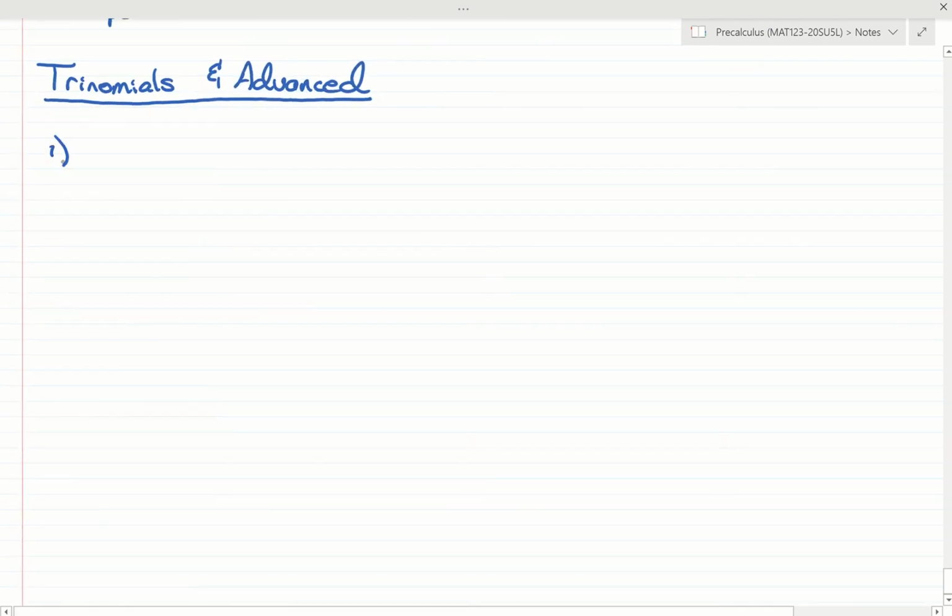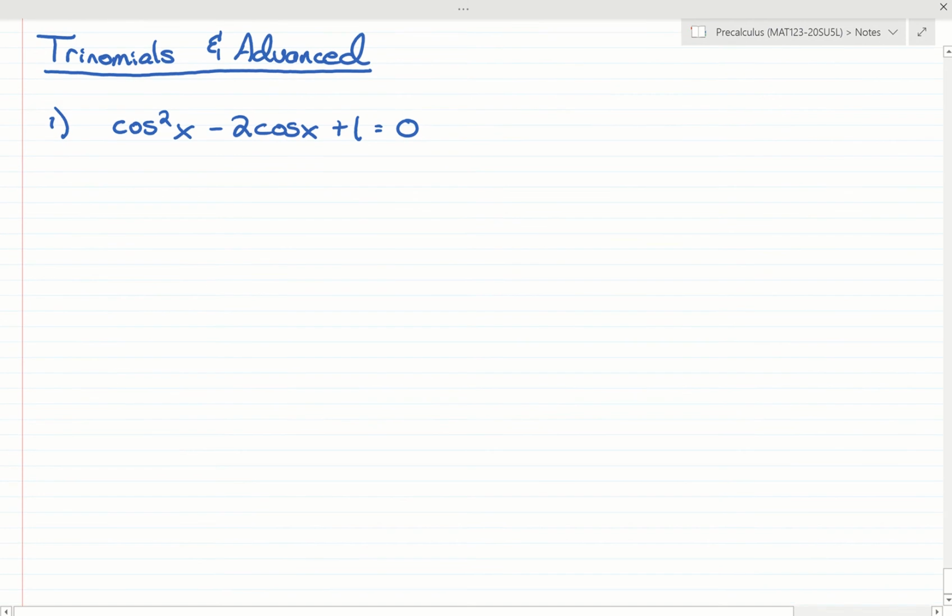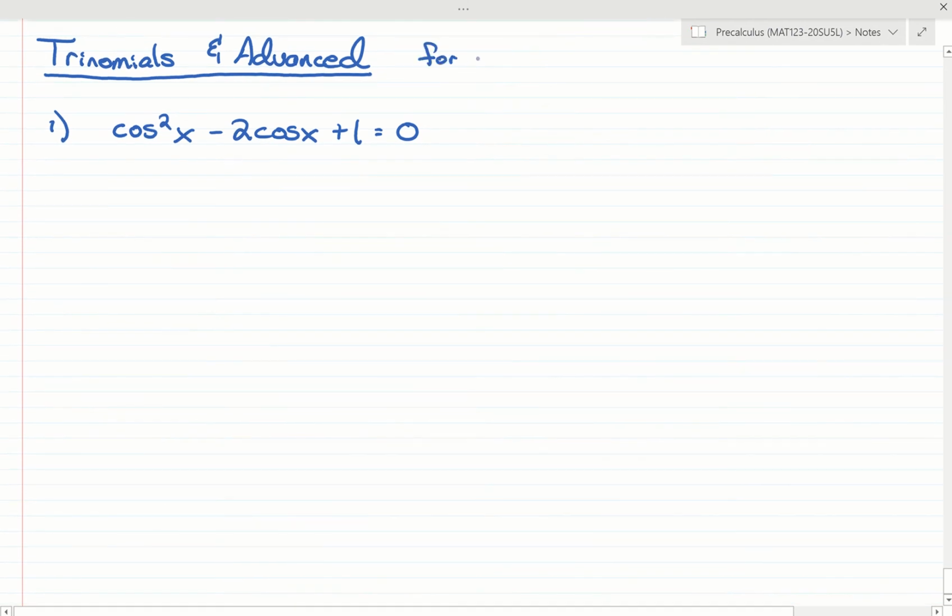So we had a problem like this. Cosine squared of x minus 2 cosine of x plus 1 is equal to 0. And we'll look for all our values here, meaning we'll just add the period at the end. So this is clearly a trinomial. Let's use quadratic techniques. And what that means is we'll make a substitution where this middle term gets substituted for y. So we could write, I'll show you why this works, and then we'll actually do it.